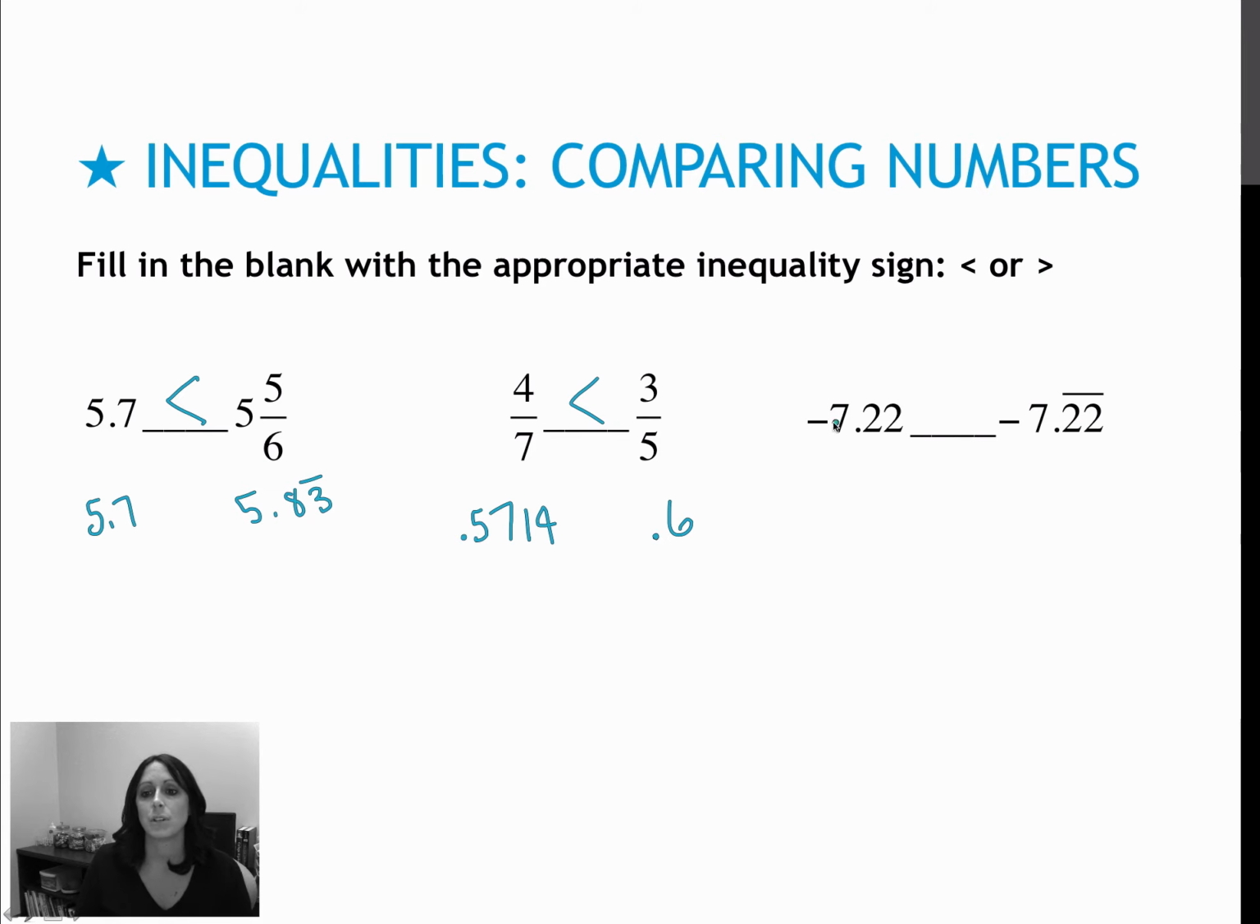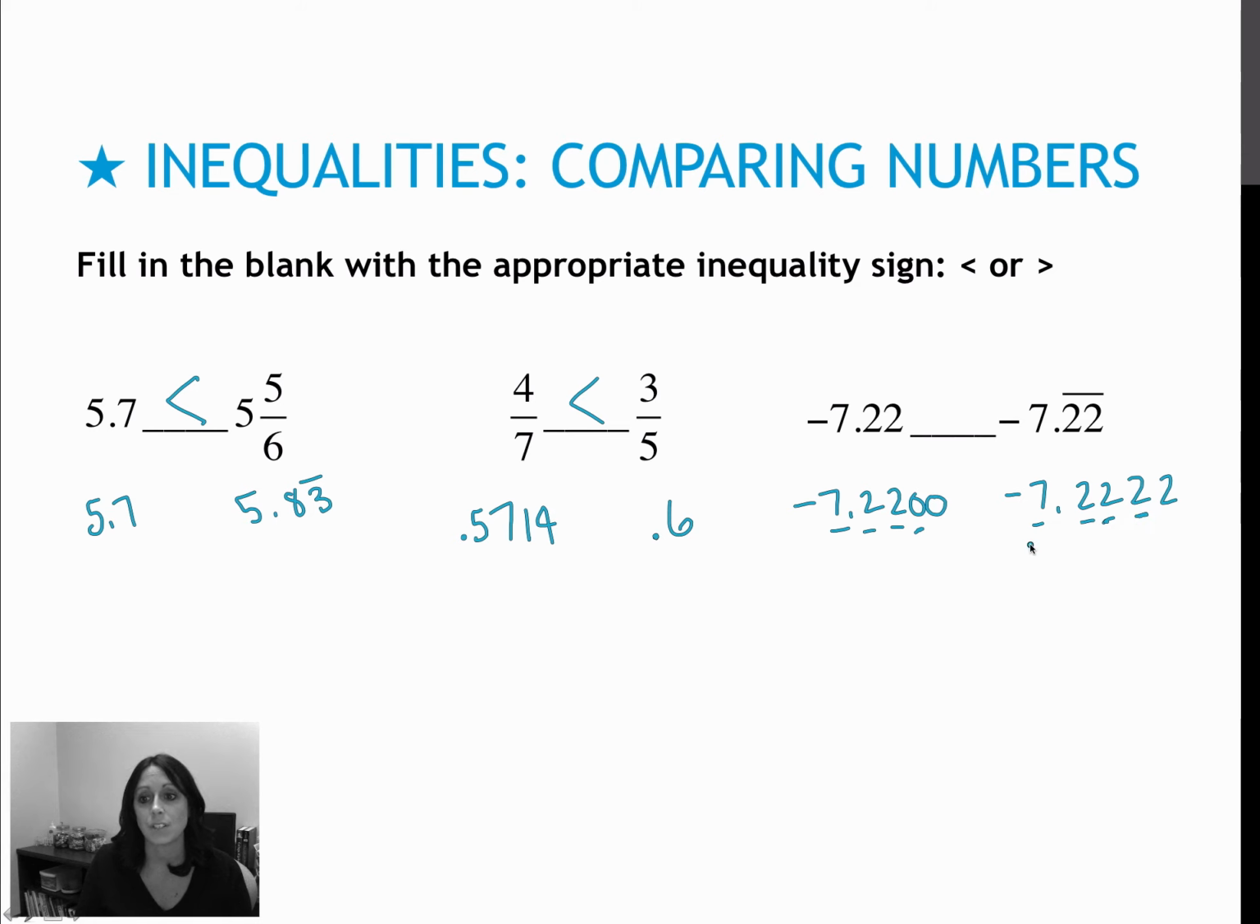This one is a little bit tricky because now I'm dealing with negatives. So this is negative 7.22, and this is negative 7.2222, etc. So again, this would be zeros if I needed them. Now, if I were looking at this without those equal signs, I would say that this one is bigger because I compare the 7s, and they're the same. And I compare the first set of 2s, and those are the same, and the second set of 2s, and those are the same. So now I'm going to compare the 0 and the 2.